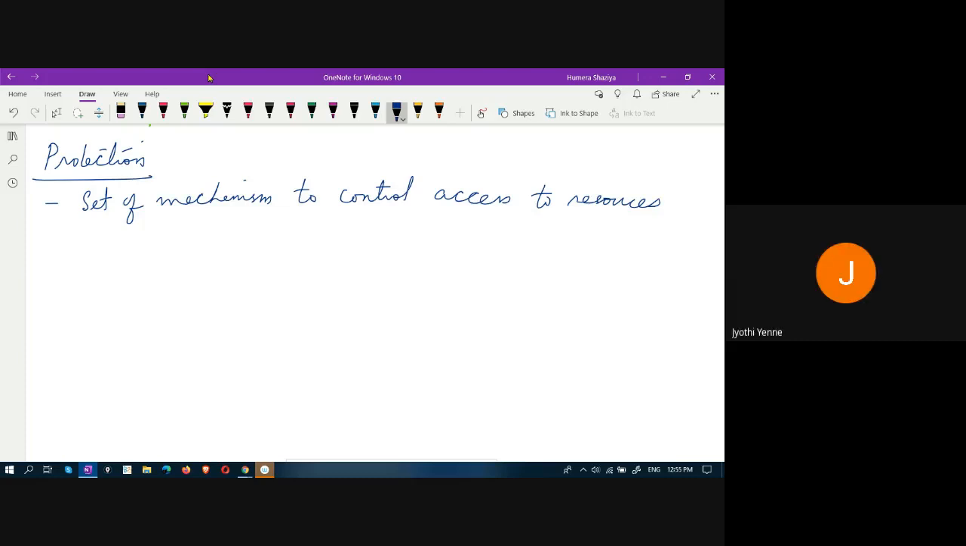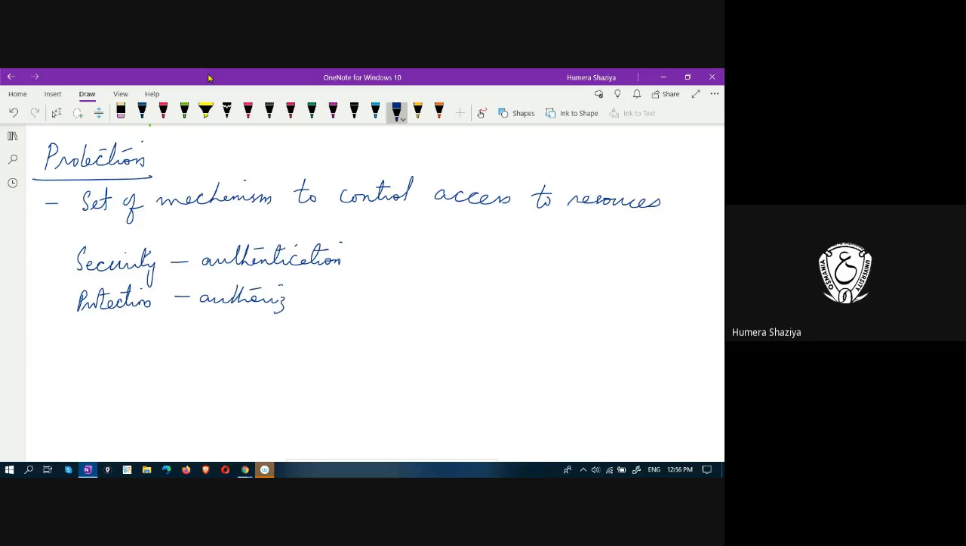Okay, one way of saying this is whatever you said. Another way is that security deals with authentication, that is an external problem. It's a login problem. It deals with authentication. Protection is authorization. There is a difference between authorization and authentication. Can anyone tell me what is the difference?